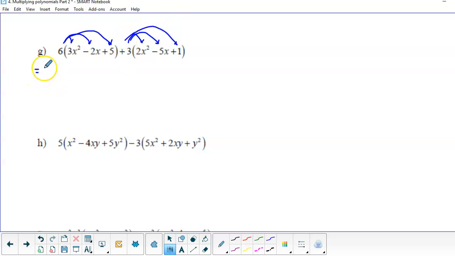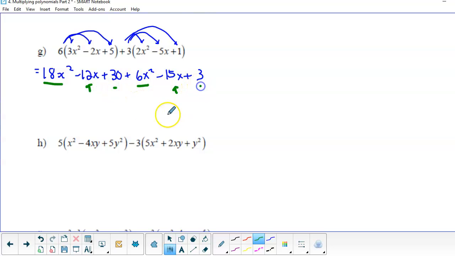Okay, so that's going to be 18x squared minus 12x plus 30. Then this is a positive 3, so 3 times 2 is 6x squared, then minus 15x plus 3, and then your like terms. So x squared and x squared, x and x, and a constant and a constant.